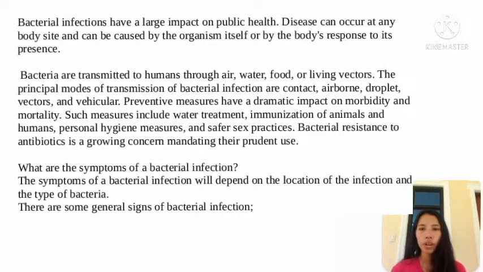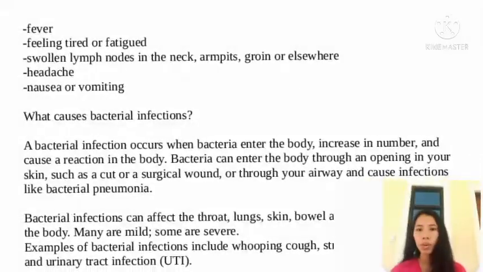What are the symptoms of a bacterial infection? The symptoms of bacterial infections will depend on the location of the infection and the type of bacteria. There are some general signs of bacterial infections, which are fever, feeling tired or fatigued, swollen lymph nodes in the neck, armpits, groin or elsewhere, headaches, nausea or vomiting.